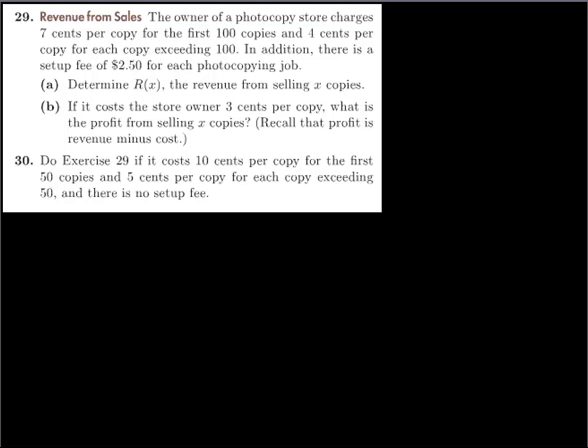So what I want to do is question 30 for you, which you did on your homework. So 29, A says determine the revenue from selling X copies. So 30 is do exercise 29, if it costs 10 cents per copy for the first 50 copies, 5 cents for every copy exceeding 50, and no setup fee. So here's what we need to consider. If we're looking at number 30 here, I'm going to let X be the number of copies, okay?